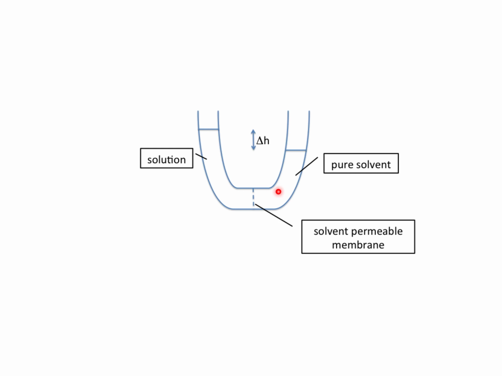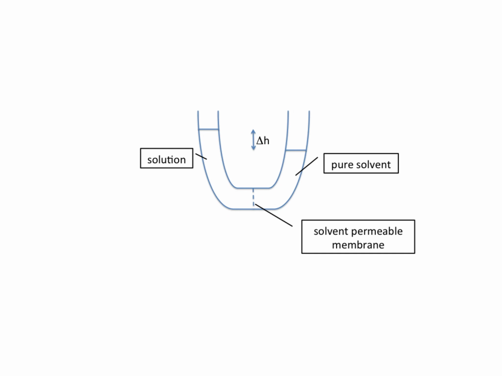If we have a U-tube in which the bottom has a semi-permeable membrane such that solvent can cross the membrane but solute cannot, and we fill one side of that U-tube with the solution and one side with pure solvent, what we will find is that the solvent is going to travel from the pure solvent side of the U-tube to the solution side of the U-tube, making the volume in the solution side higher than the volume in the pure solvent side. The difference in heights causes a difference in hydrostatic pressure on either side of the U-tube. This difference in height or difference in pressure is what we call the osmotic pressure.